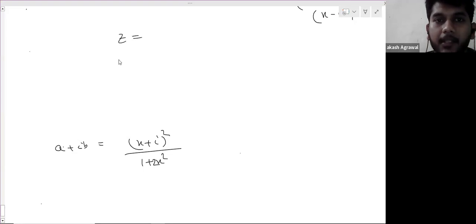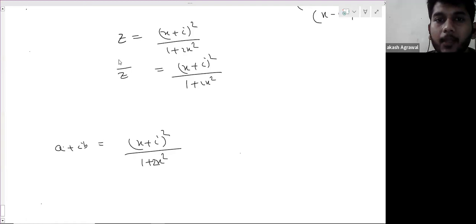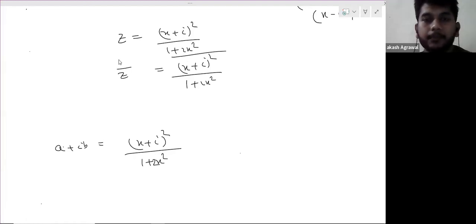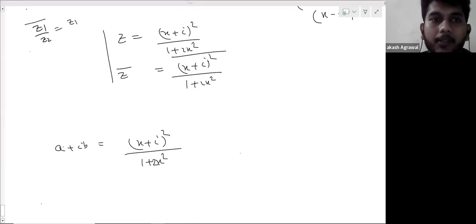If I take z equals (x plus i) whole square divided by 1 plus 2x square, then z conjugate, can I write it as the conjugate of (x plus i) whole square divided by 1 plus 2x square? Now, do you remember this property? The conjugate of Z1 upon Z2 is Z1 conjugate upon Z2 conjugate. And same with multiplication.